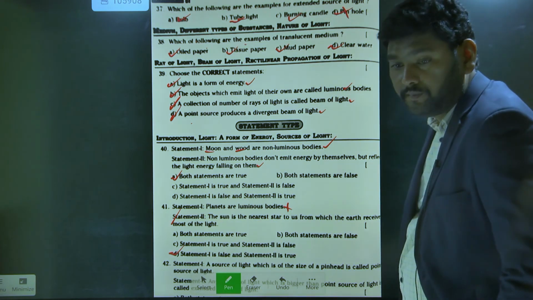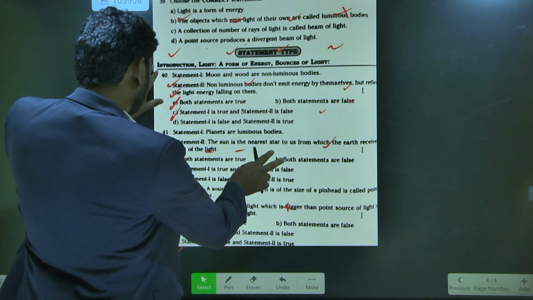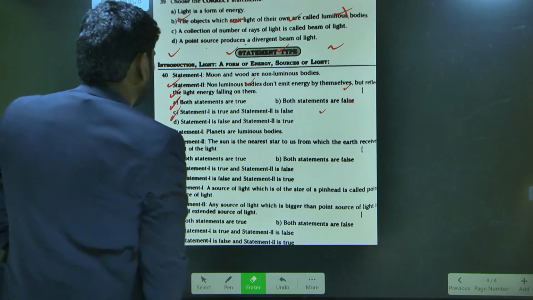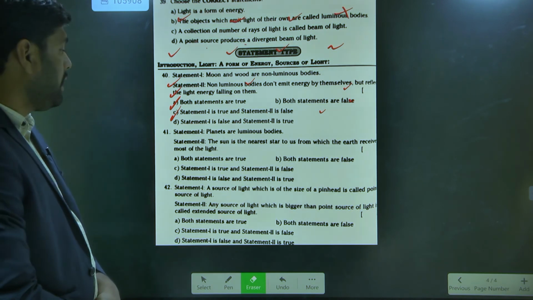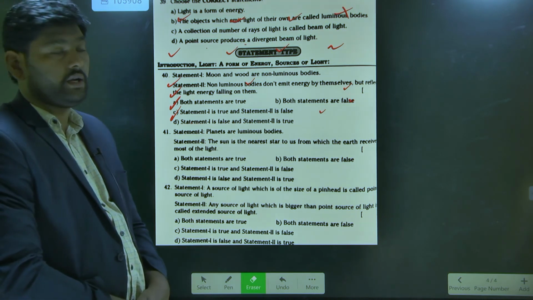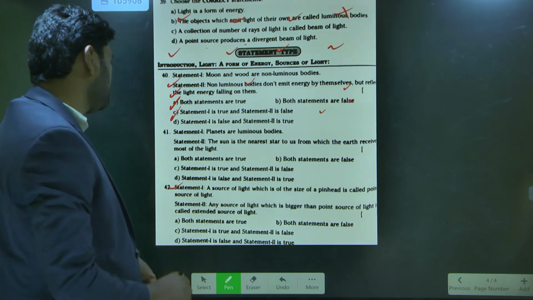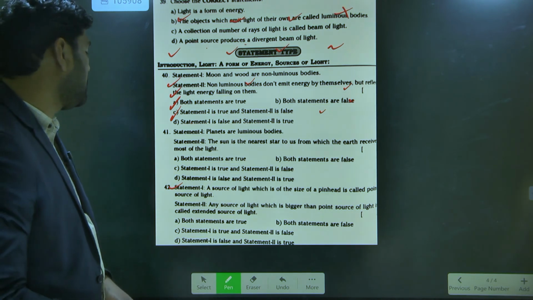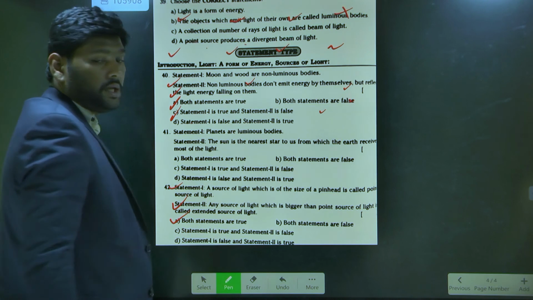Next, in a similar way, one more question, the last and final question. Statement 1: a source of light which is of the size of a pinhead is called a point source. Yes, it is correct. Statement 2: any source of light which is bigger than a point source is called an extended source. This is also correct. So option A is the correct answer.